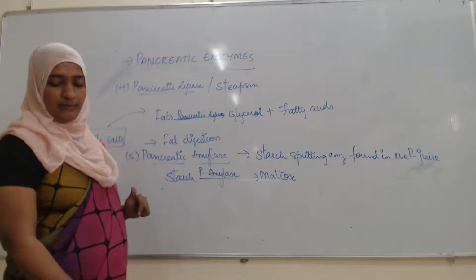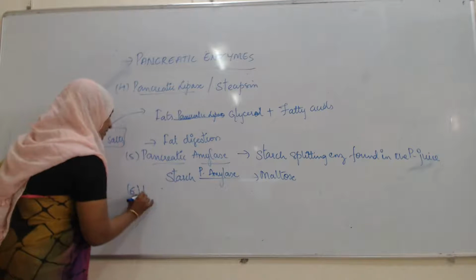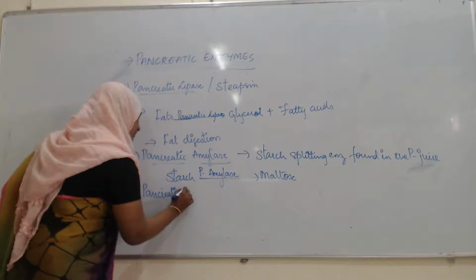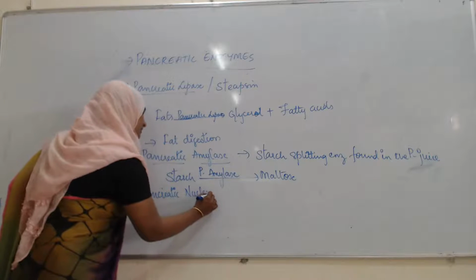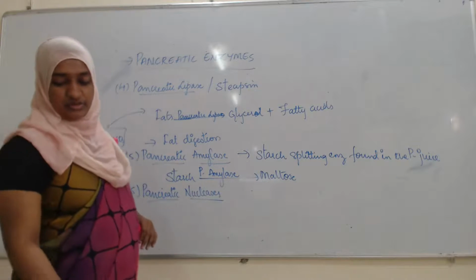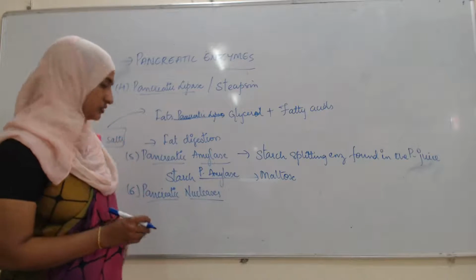Last enzyme is the pancreatic nucleases. Sixth one, that it is pancreatic nucleases. Okay, here the pancreatic nucleases, two polynucleotides occur in the pancreatic juice.